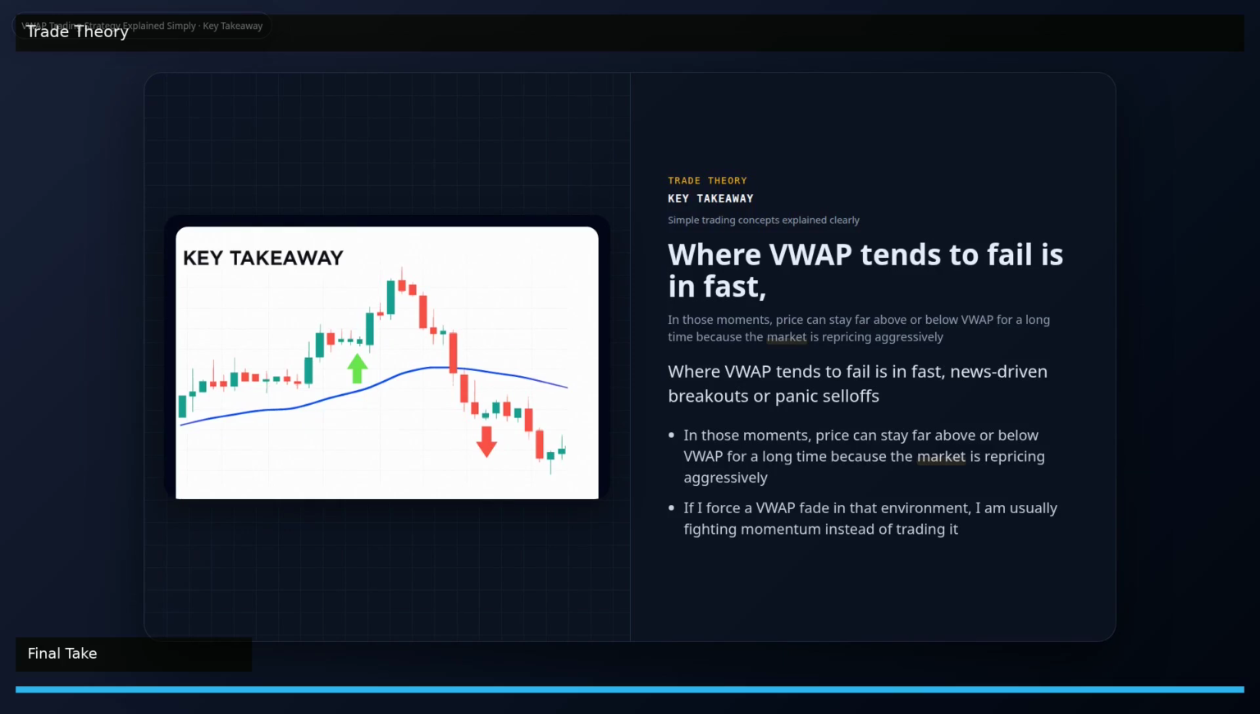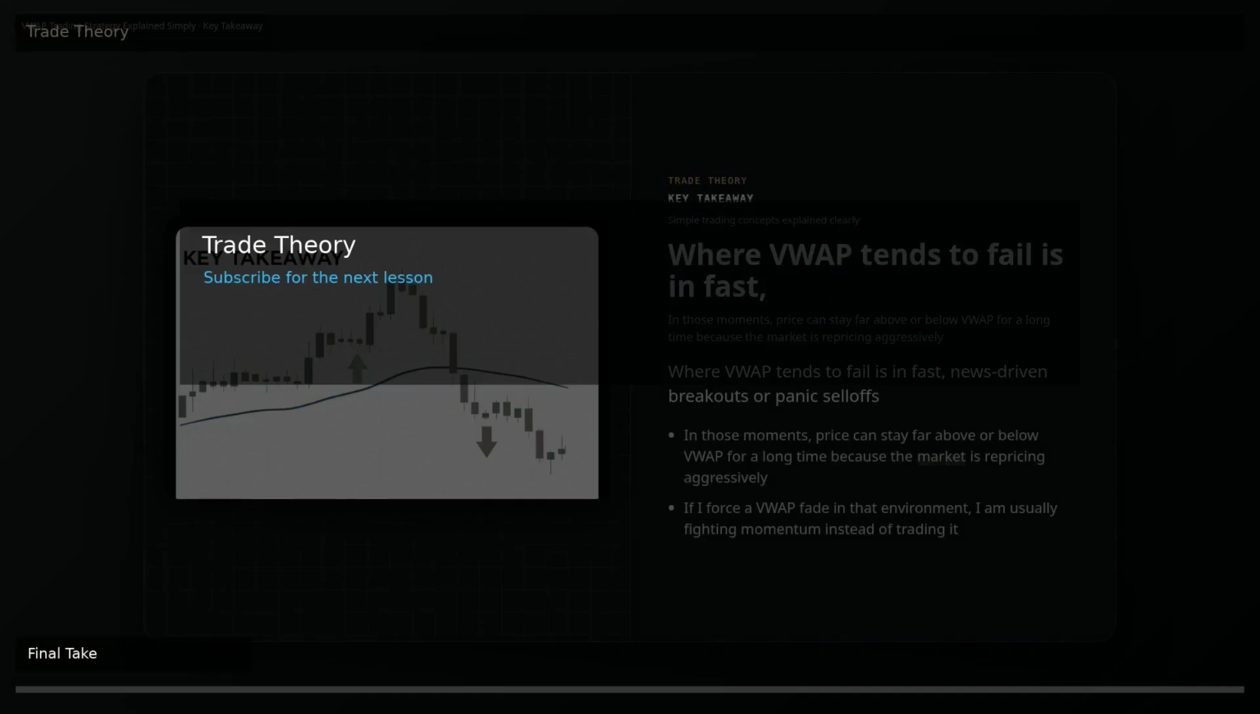It helps me avoid bad entries, but it does not remove the need for a real setup, a stop, and a reason to be in the trade at all.